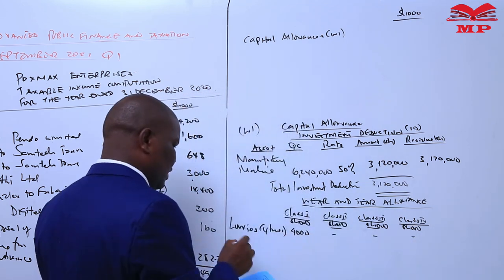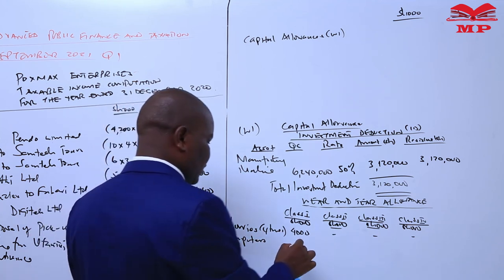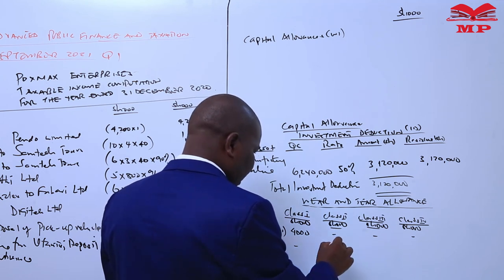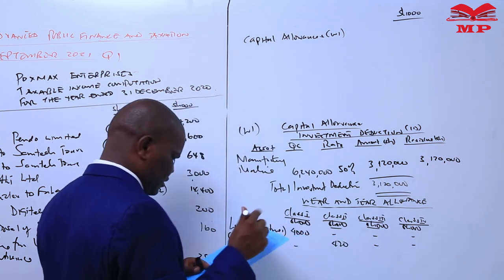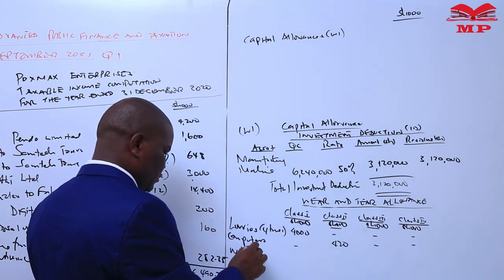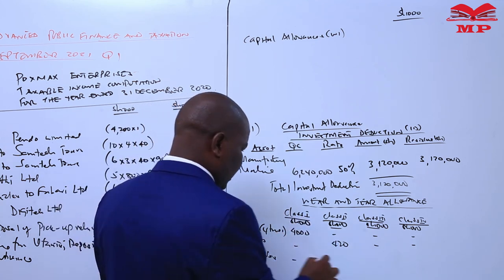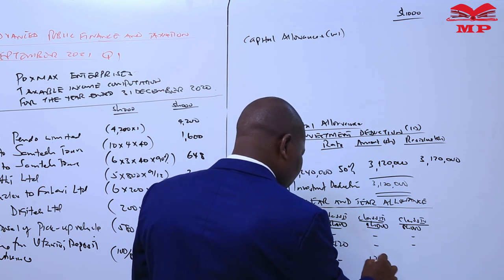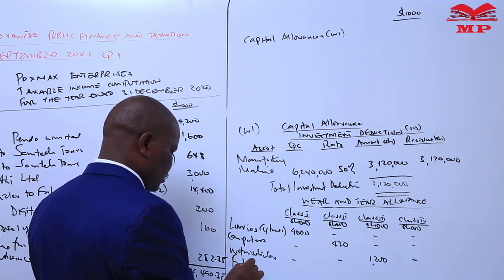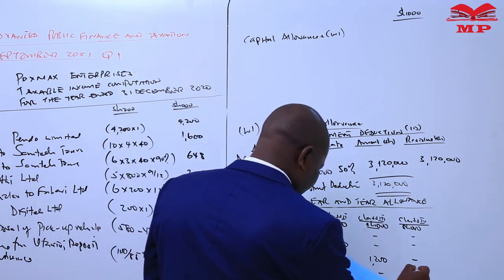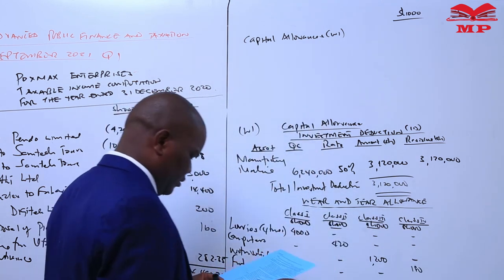Number 2, we have computers. Computers are office electronic equipment, and so they belong to class 2 of wear and tear for 20. Next, we have motor vehicles. Motor vehicles will be in class 3 of wear and tear. And then we have furniture, class 4 of wear and tear, that is 180,000.